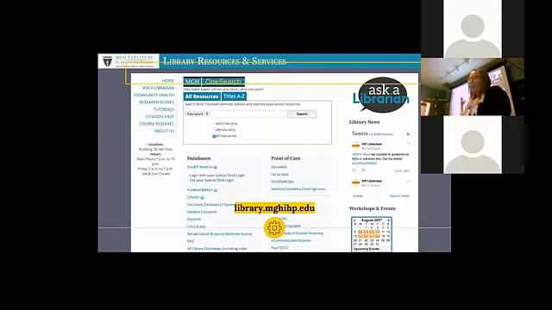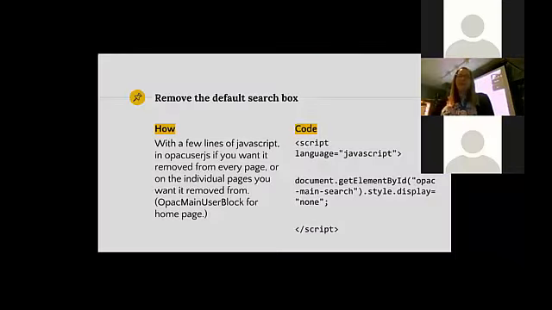How did we get rid of it? There's a really simple JavaScript that you can either put in the OPAC user JS box if you want it to not show up on any part of your site, or you put it just in the OPAC main user box for the home page, and then any of those extra pages that we made, we put it in the content area for that as well. So on the community health page and the course resource page, the script is not there because we do want the search box to show up.